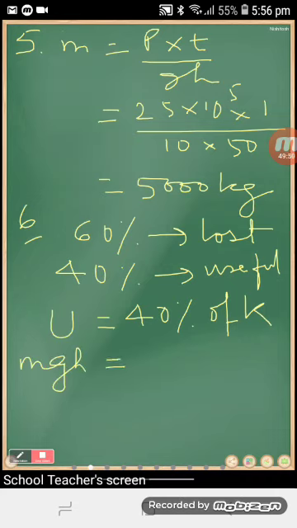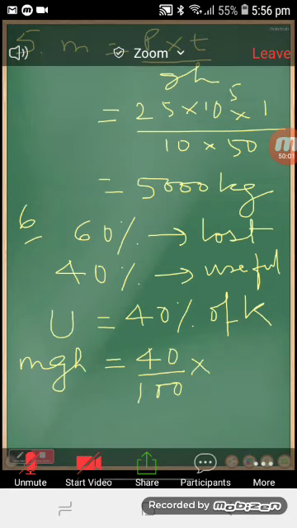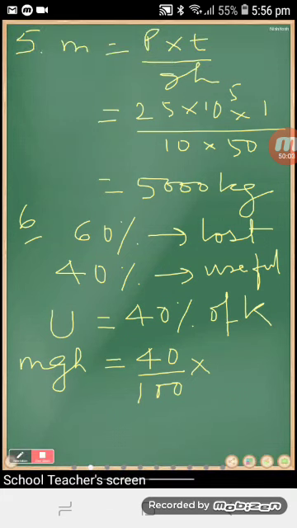I'm not writing down the values here. Here we will take it directly. 40% means 40 upon 100 into K, which is equal to half mv square. Now what do we have to calculate? We have to calculate H. So m will cancel from here.